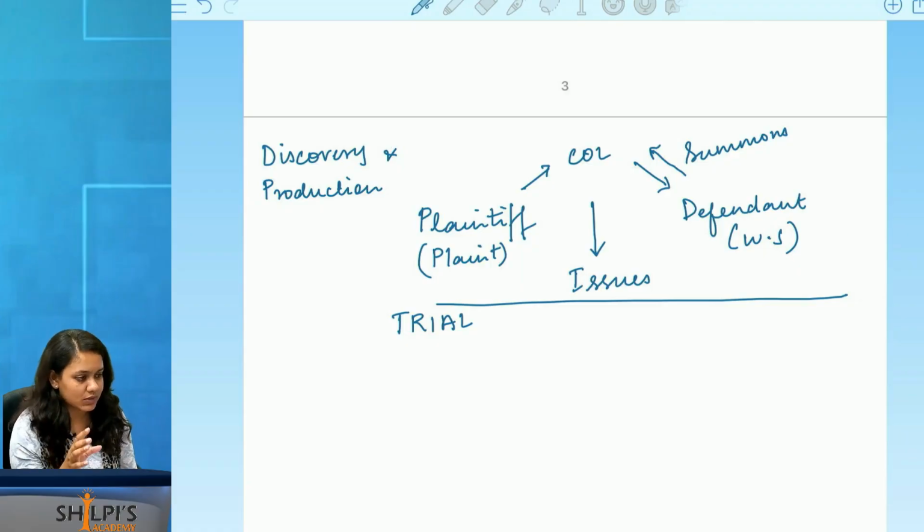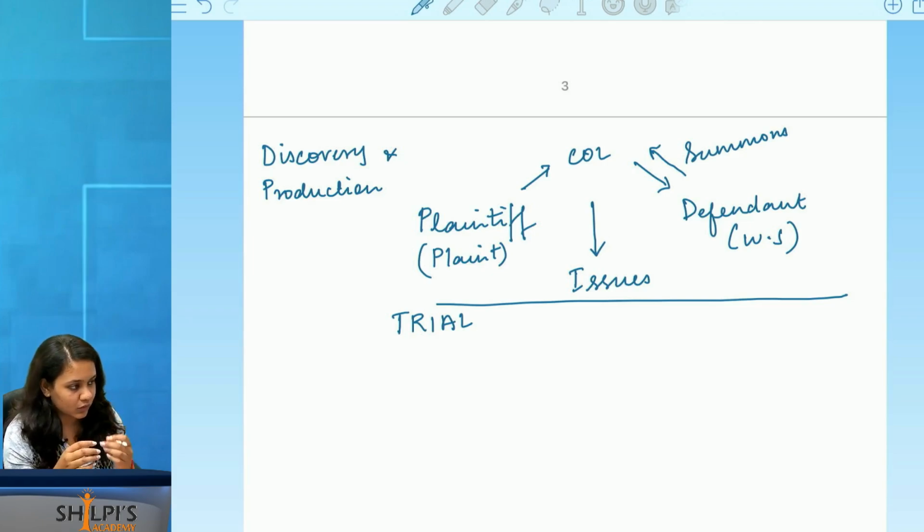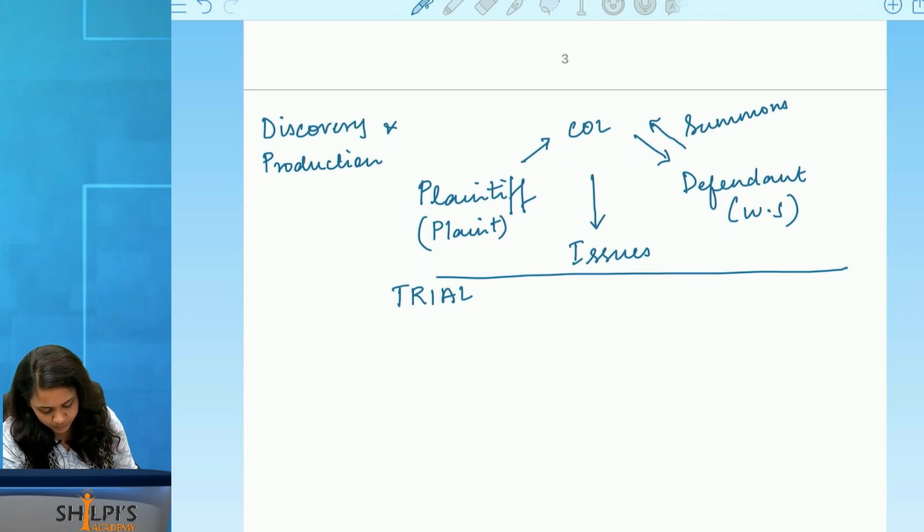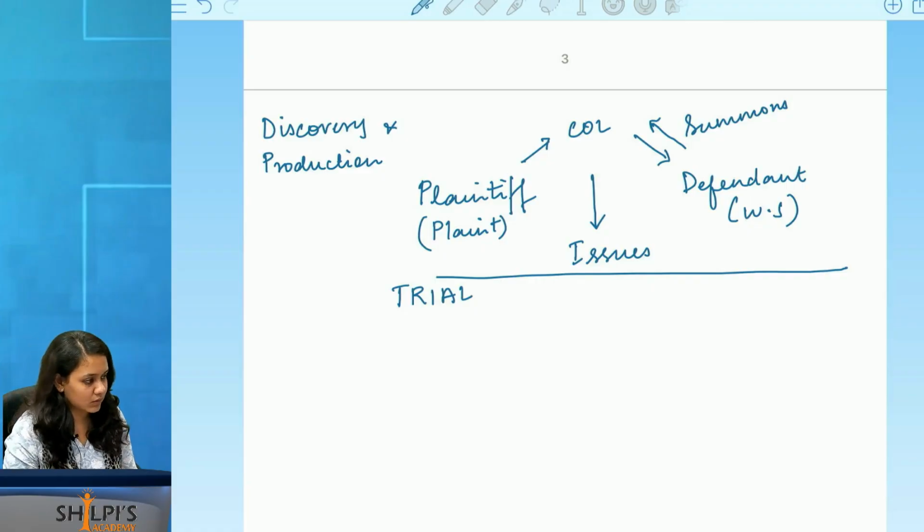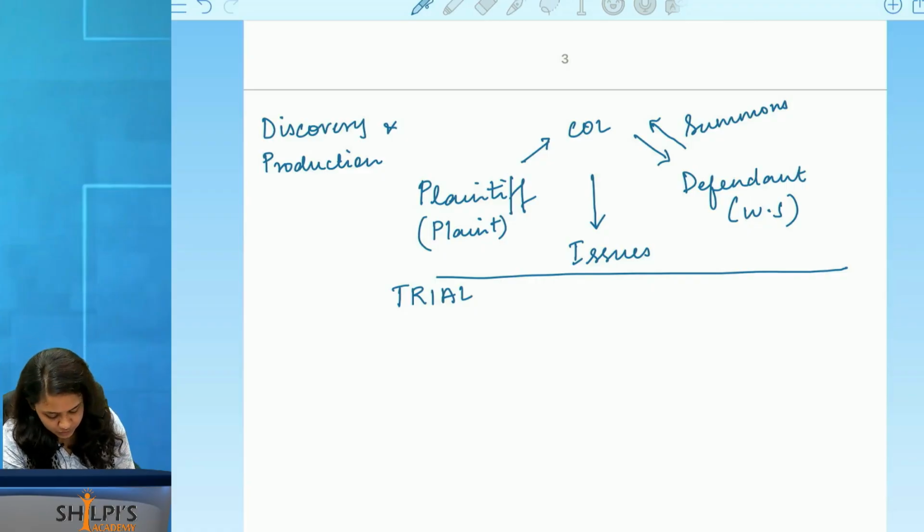Just keep these words in mind. We look into a little bit more detail later on. Fine? Okay. So, now the trial has started. At the trial stage, we can say that there will be arguments.